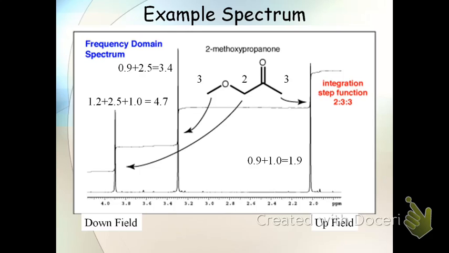And you could probably, with this information now, if I give you a similar structure, piece together what the structure actually looks like based on offsets, where you see each of the signals, and the integrals based on the number of hydrogens.